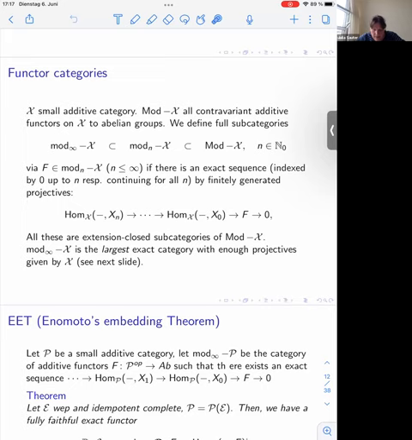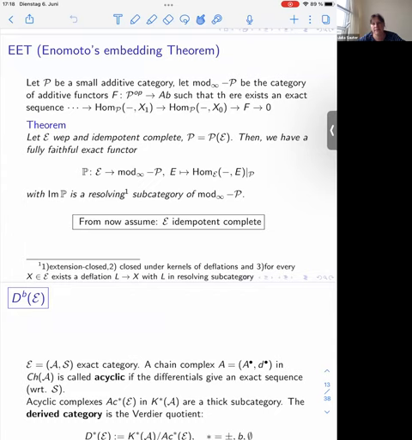And then the point about mod infinity chi is that this is in some sense the largest exact category with enough projectives given by chi. I probably shouldn't have dedicated it to Enomoto, but that's where I found it. In Enomoto's master thesis on his webpage, you can find that.